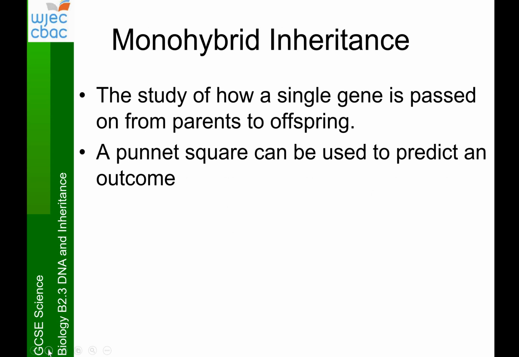Monohybrid inheritance, which is what you're studying at GCSE: the prefix mono means one version of the gene. Hybrid, if you think of a car, you can have electric and petrol these days, okay? It means it could be a combination of two different versions of that one type of feature. So it's the study of how a single gene is passed on from parents to offspring. We use a Punnett square, which is a type of grid, to predict an outcome.